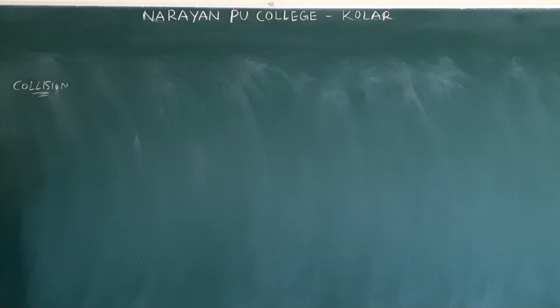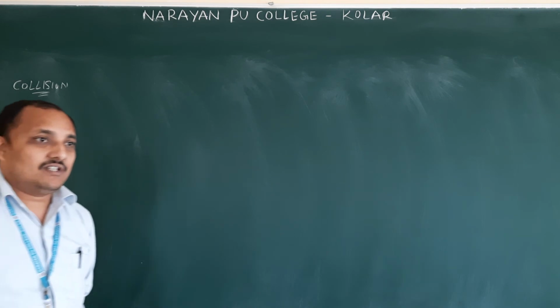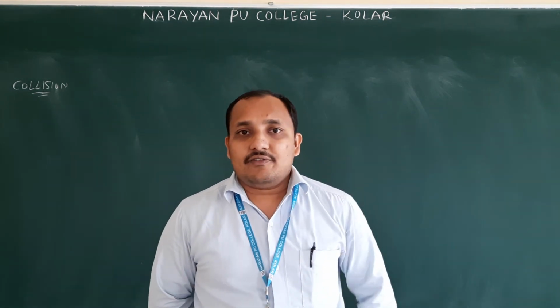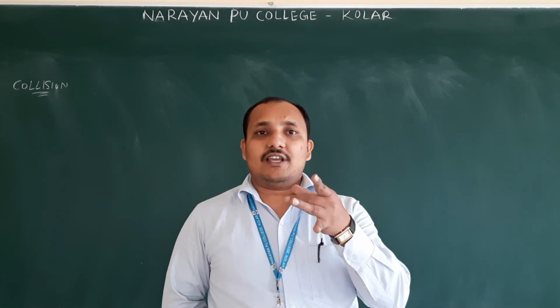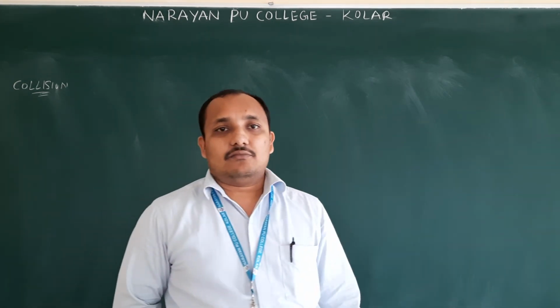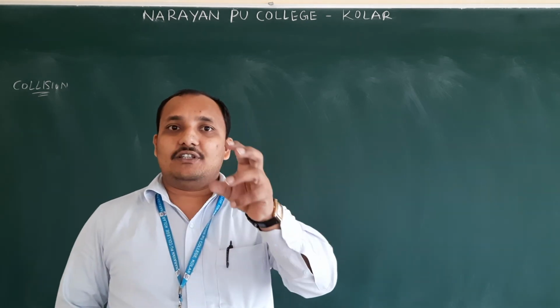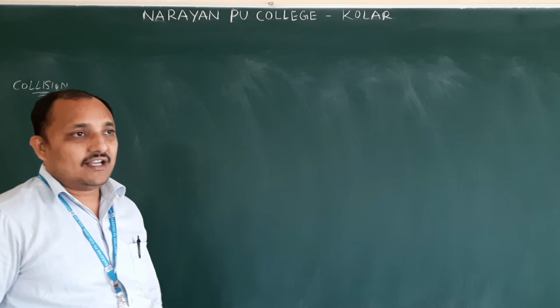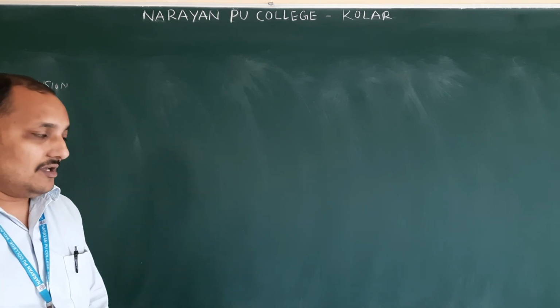If you are playing carom board, collision happens between the coins. When you hit with the striker, the striker hits a coin, so there is a collision between striker and coin. In billiard ball games, the white ball with the red ball, yellow ball, like that, those we also call collisions.